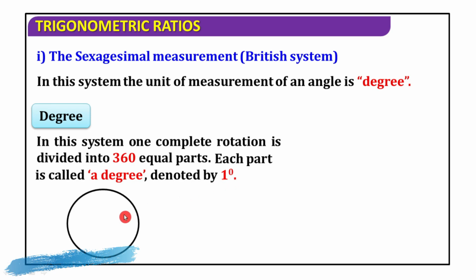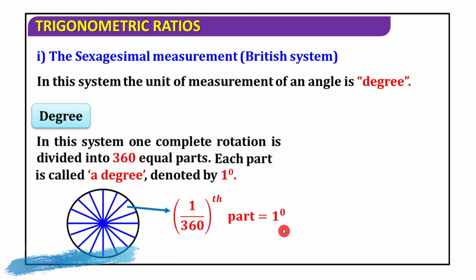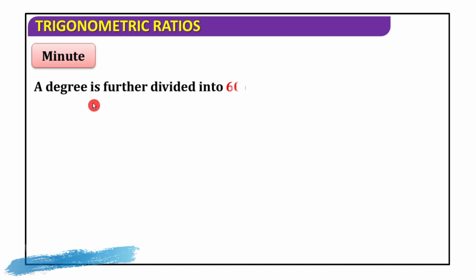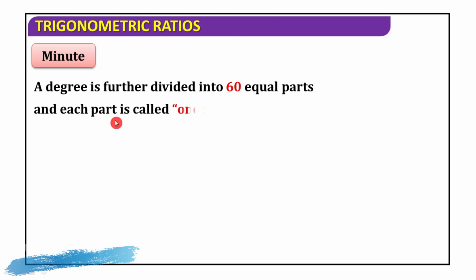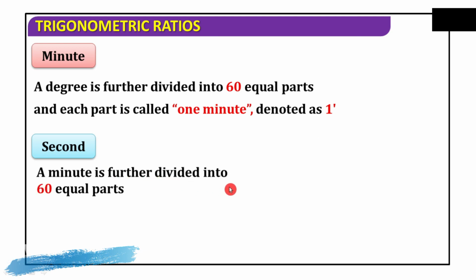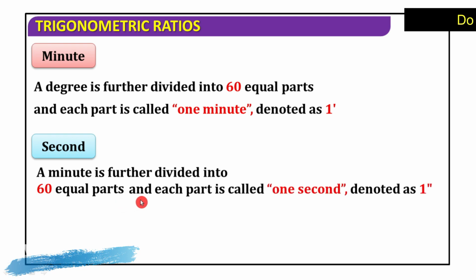A complete rotation is divided into 360 equal parts. So 1 by 360th part is called 1 degree. Minutes. A degree is further divided into 60 equal parts and each part is called 1 minute and denoted as 1 prime. Second. A minute is further divided into 60 equal parts and each part is called 1 second and denoted as 1 double prime.